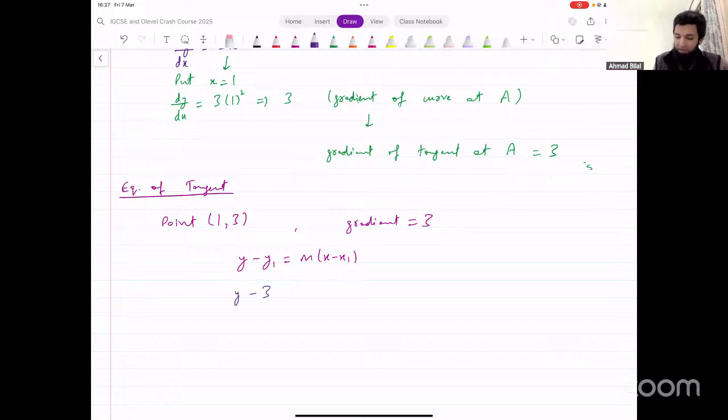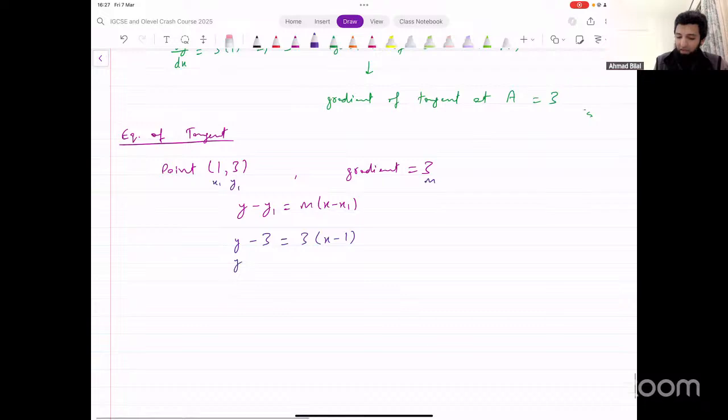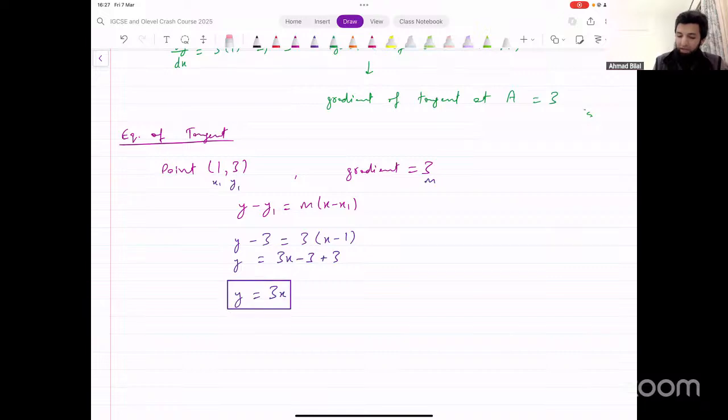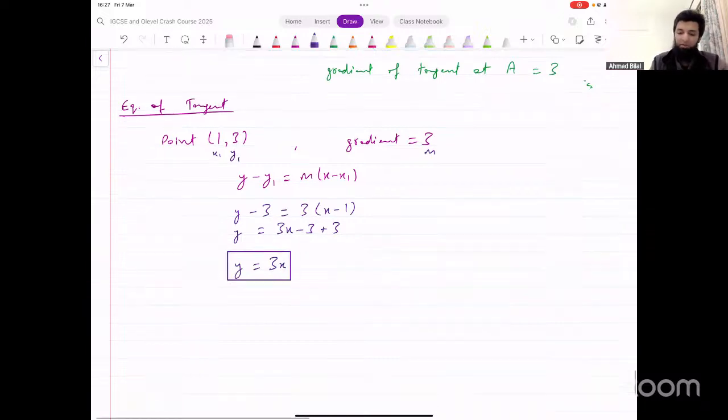Y minus 3, if we call this x1, y1, this would be m. Just input values in this. Y minus 3 equals m, which is 3, into x minus 1. You simplify this, and that gives you y equal to 3x minus 3 plus 3. And the equation of the tangent turns out to be y equals 3x. That's the equation of the tangent at that particular point.